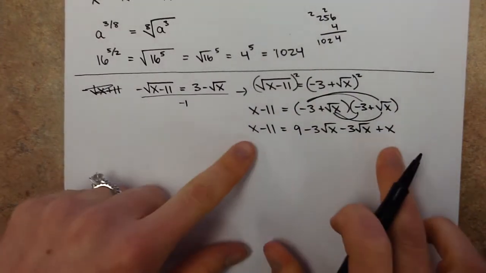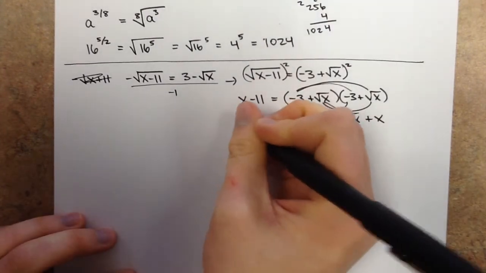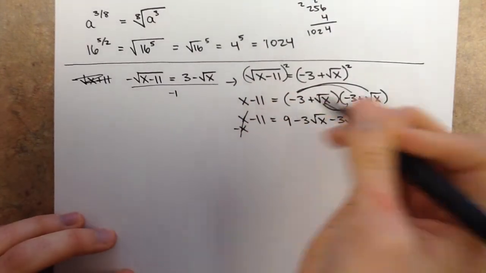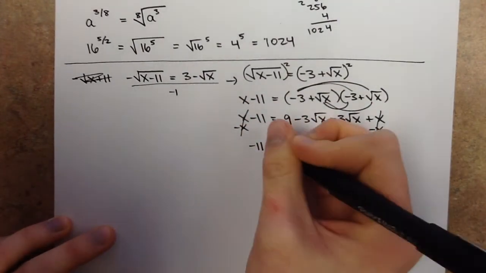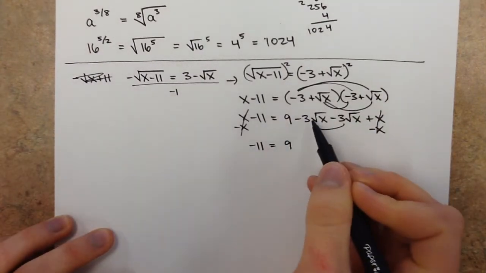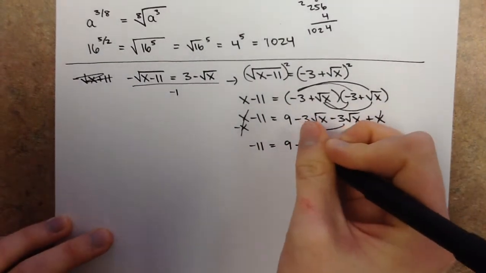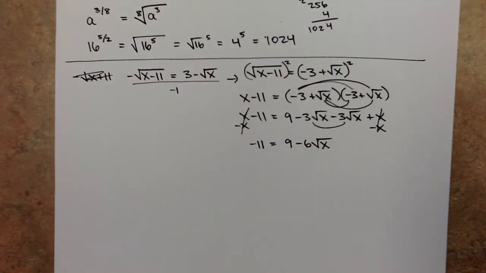Okay, so I'm going to start moving some stuff around. So I have an x here, I have an x here. I could just subtract x from both sides, and they would actually both cancel. Now I have a negative 11 over here. Got a 9. Now I can combine these two up. Negative 3 root x minus 3 root x gives me a negative 6 root x. Okay, now since I have another square root, I need to isolate the radical again.